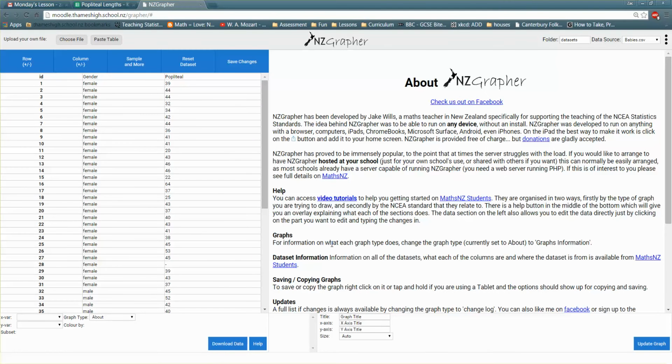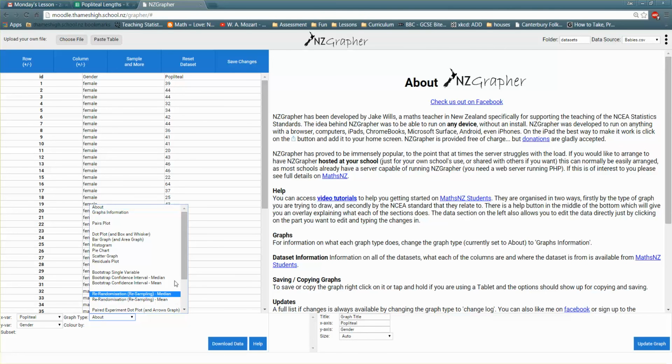This is information about the popliteal lengths of a sample of students at Kāri College. We also know whether the students were male or female. So we're going to do a confidence interval for the difference in medians between the median popliteal length between males and females at Kāri College. So we've got our data, our x variable, the thing that we measured, is popliteal length, and the y variable is gender.